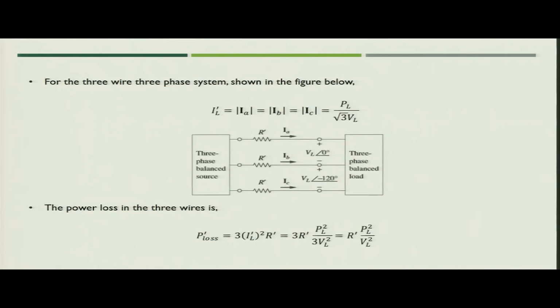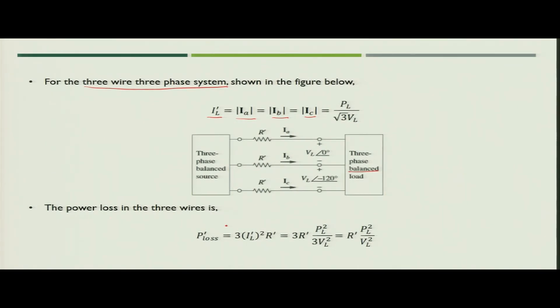Now, let us take the 3 wire 3 phase system. In this, let us assume that IL dash is the current going to the load. Here the magnitude of all line currents is the same, because we are considering the load is balanced. So, IL dash can be given as PL by root 3 into VL.